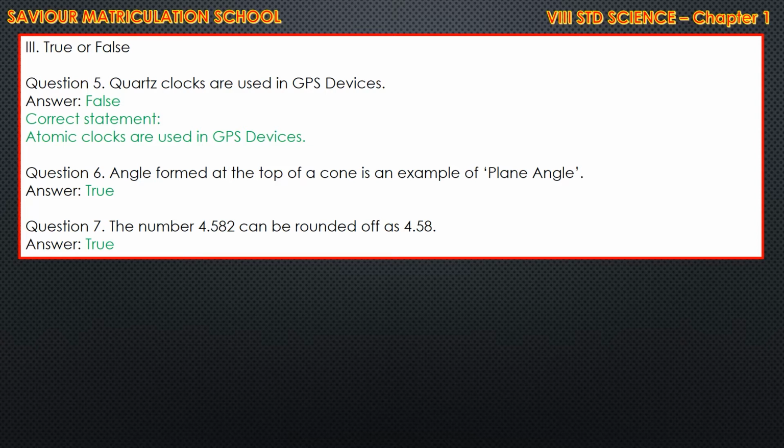The last one, sixth one, angle formed at the top of the cone is example of plane angle. Answer is true. Question number 7. The number 4.582 can be rounded off as 4.58. That is true only. If it is more than 5 only, we have to consider as 1. The next third number is what? 2 only. So we have to write what? True.